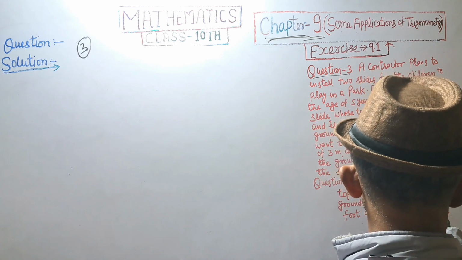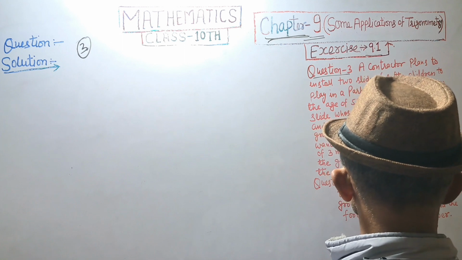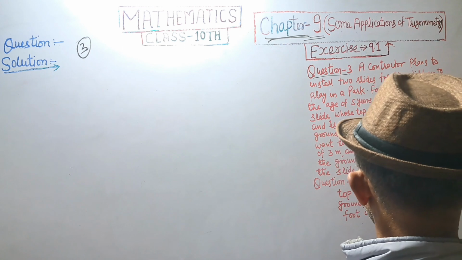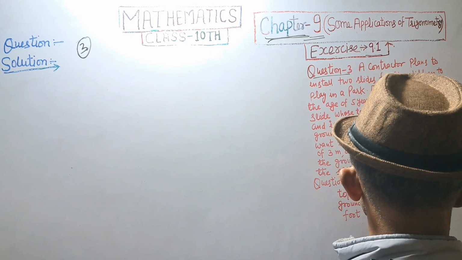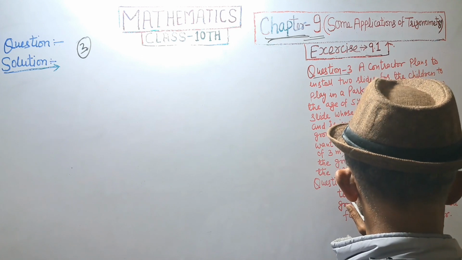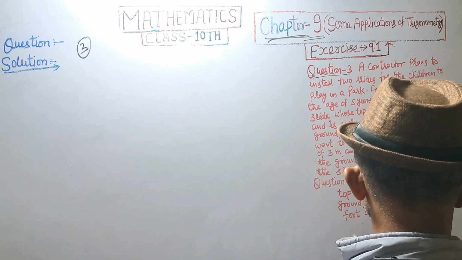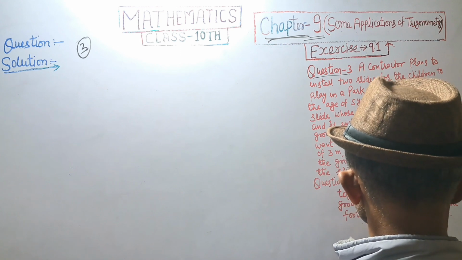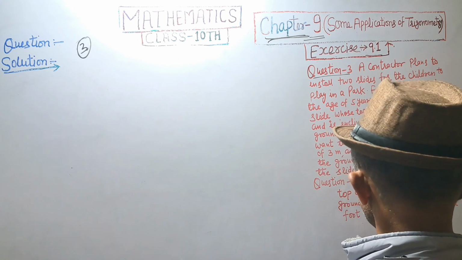Whereas for the elder children, she wants to have it at the height of 3 meter and inclined at the angle of 60 degree to the ground. What should be the length of the slide in each case?